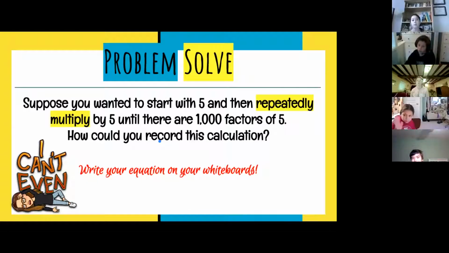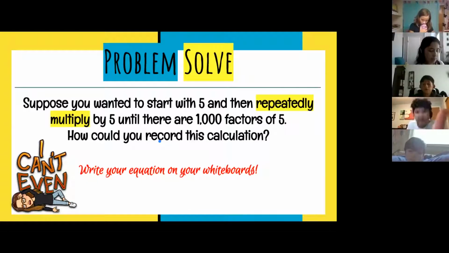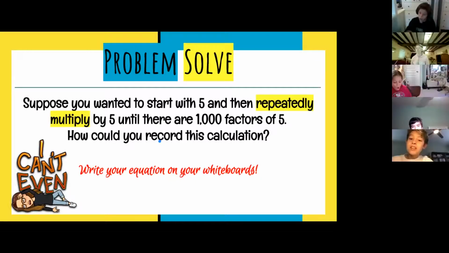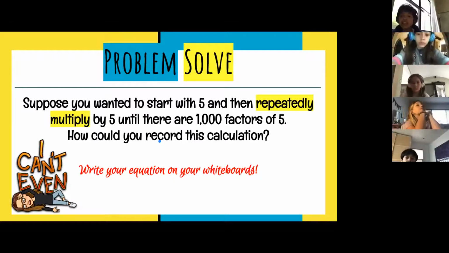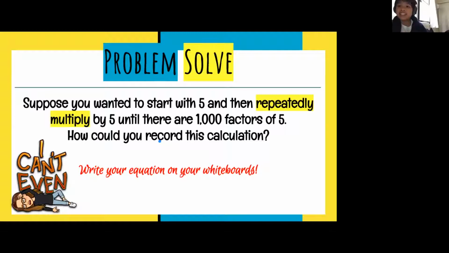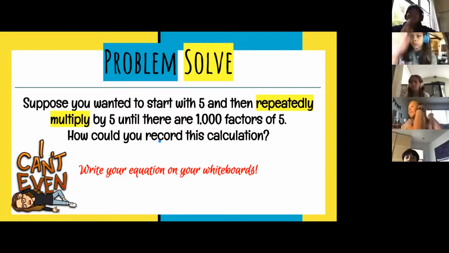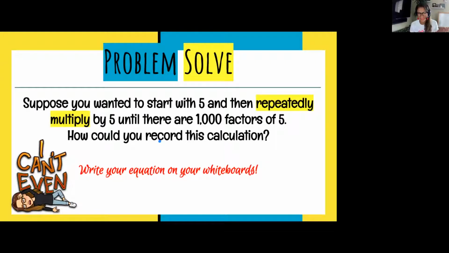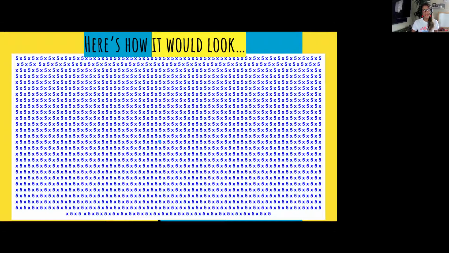No. Can I show you what 5 times 5, 1,000 times would equal? Are you ready? Who's ready to see it? I spent all night writing it out, of course. Okay, ready? Here's our answer. This is how it would look. Does everybody see that?